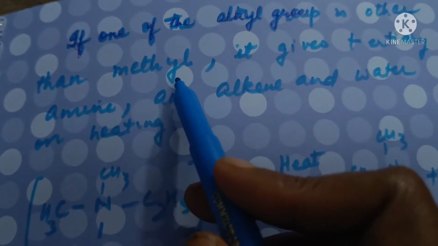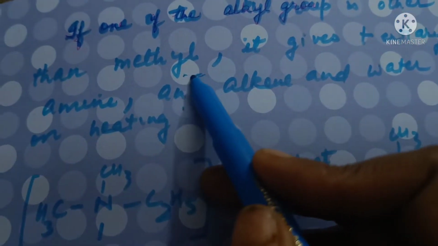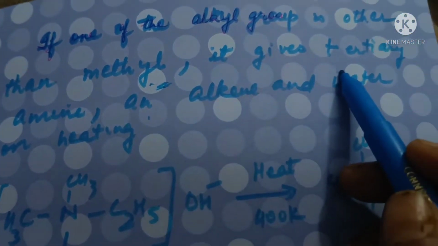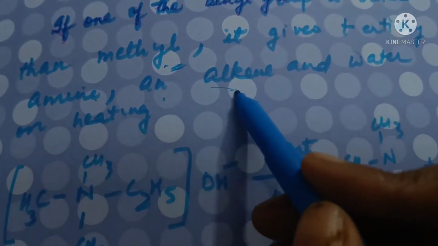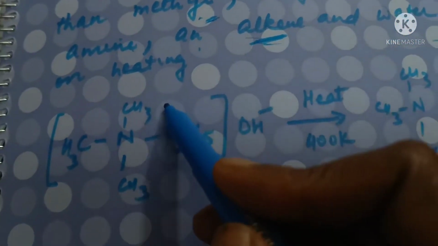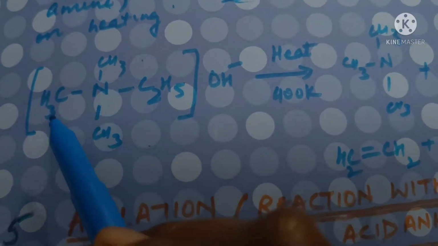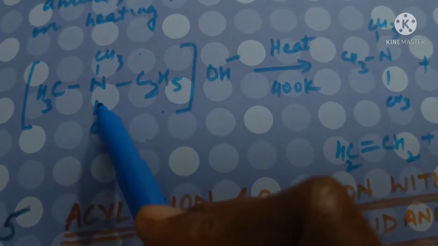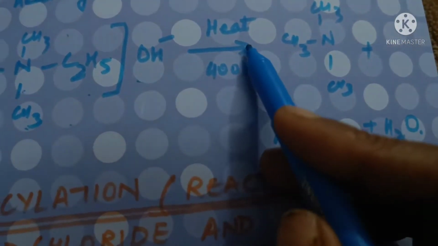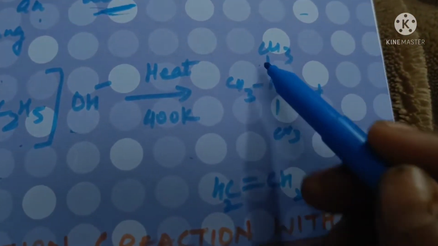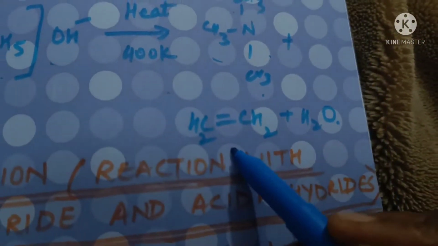If one of the alkyl groups of the salt is a group other than methyl, that is greater than methyl, it will give a tertiary amine and alkene along with water on heating. For example, this trimethyl ethyl ammonium hydroxide on heating will form trimethylamine, ethene and water.